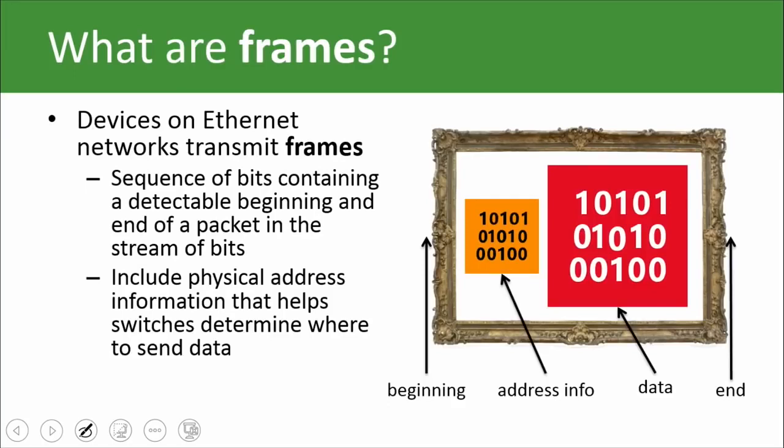Devices that use the Ethernet standard transmit frames, and we mentioned the word frames earlier, but a frame is just a sequence of bits containing a detectable beginning and end. And so here, this is a little cartoonish, and I apologize for that, but I thought it'd be funny if I actually put a frame up on the screen. Frames contain physical address information that helps switches determine where to send data. So switches don't actually send data using IP addresses. Switches navigate data by using MAC addresses, or physical addresses. We'll talk about what a MAC address is in just a second.